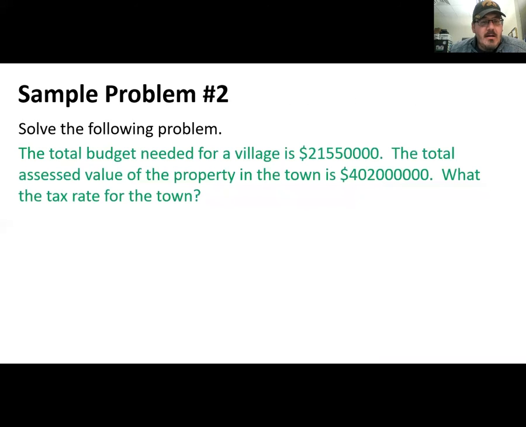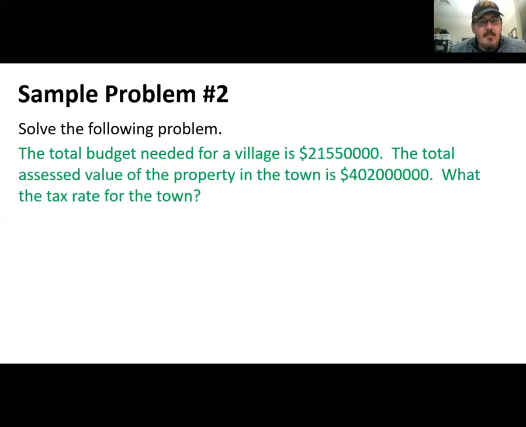All right, let's shift gears a little bit. What we're going to talk about in this problem is how communities determine what the tax rate is for their community. It's based on two things. The first part is the budget that the village or the town needs to accommodate for the services that they provide and the things that they have to pay for. They also need to know what the total assessed value of all the property in the town is worth, what it all assesses at. Once you have those two values, then you can figure out what the property tax rate is.